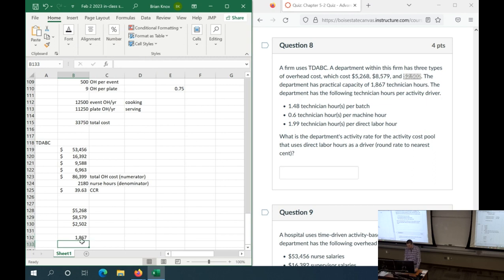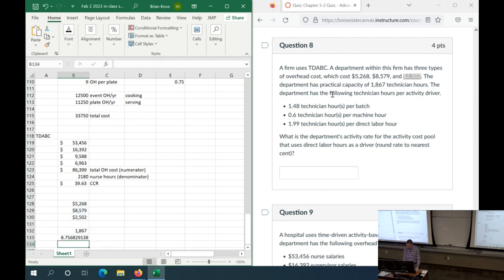That is our technician hours. So I'm going to take the sum of the overhead costs. It says those 3 numbers are the overhead cost categories. That's the numerator, total overhead cost, and divide it by our technician hours. That's our constrained practical capacity number that we're given. So our CCR then is 8.75 and a bunch of trailing numbers.